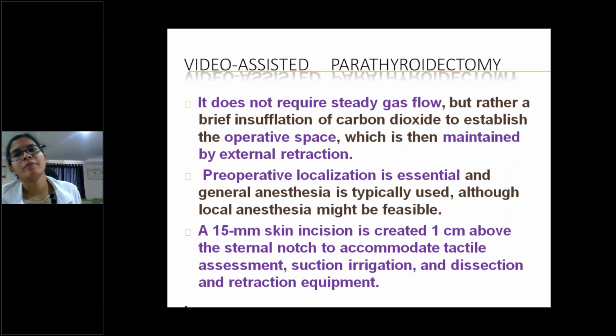Again, video assisted parathyroidectomy. This is minimally invasive. Similarly, endoscopic thyroidectomy, how we do it. The axillary approach, or bilateral axillary approach, or bilateral mammary approach. These are various approaches to keep the ports. We keep the port and the trocar, we insufflate the gas and create the space in the subcutaneous space, and we remove these glands.